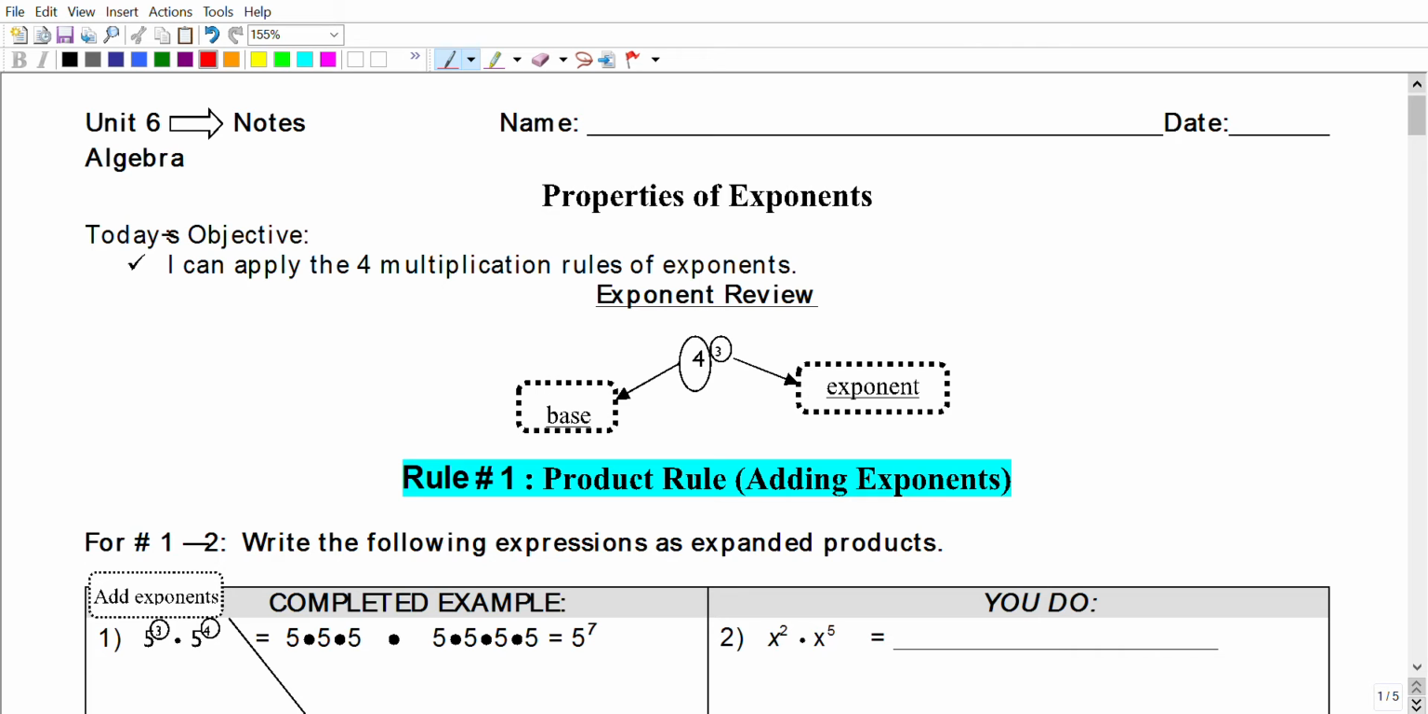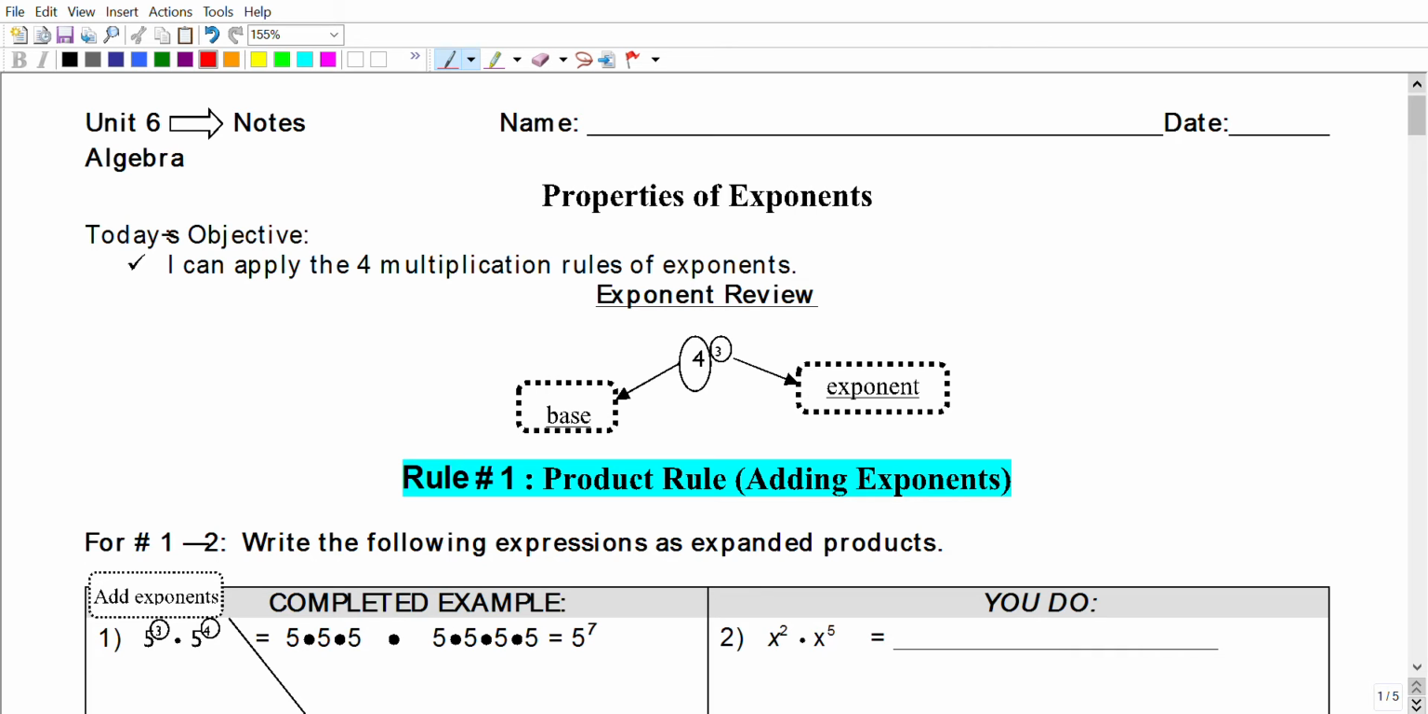So we are going to get started on this brand new unit, which actually has a lot to do with exponents. We're going to be covering a few rules in this particular section, section 6.1, where we talk about the 4 multiplication rules of exponents.